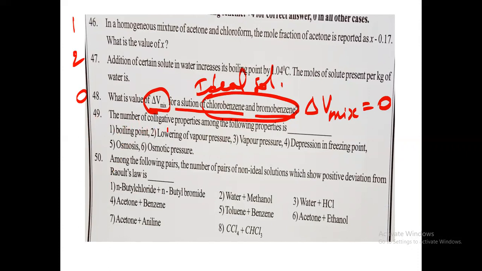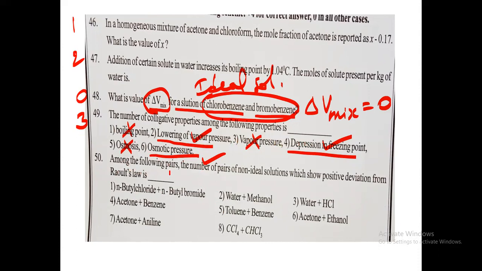Next, the number of colligative properties among the following properties. Boiling point is not a colligative property. Lowering of vapor pressure, LVP, is a colligative property. Vapor pressure is not a colligative property. Depression in freezing point is a colligative property. Osmosis is not a colligative property, and osmotic pressure is a colligative property. How many are there here? 1, 2, 3. So 3 colligative properties are there.